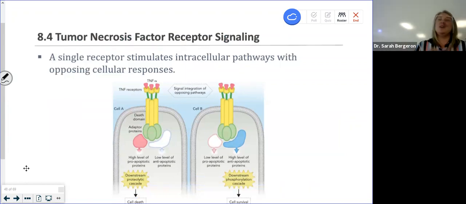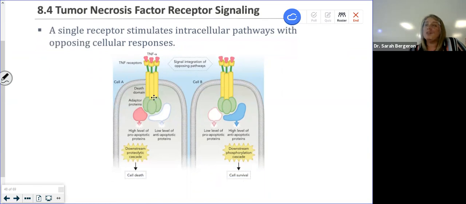All right, so I told you we're not going to spend a whole lot of time on tumor necrosis factor receptor signaling, right? You got a couple of slides and that's it. So the interesting thing about tumor necrosis factor is that you have this one receptor that is going to stimulate 2 different opposing cellular responses. One is cell death and one is cell survival. And what determines whether ligand binding to the receptor induces cell death or cell survival is which adapter proteins are present inside the cell.